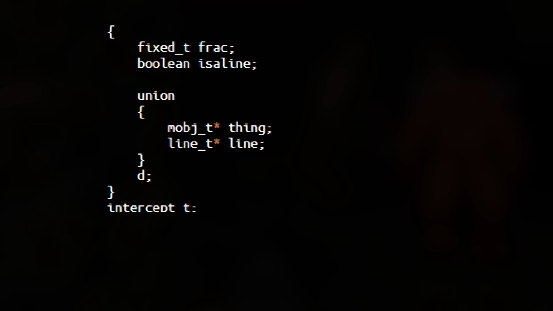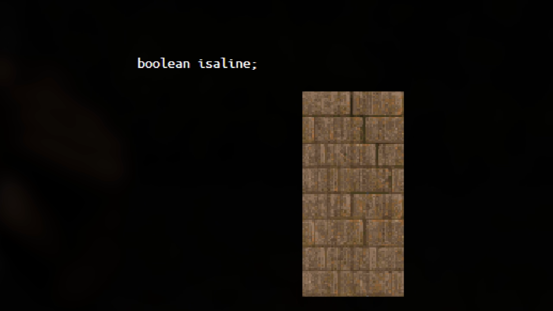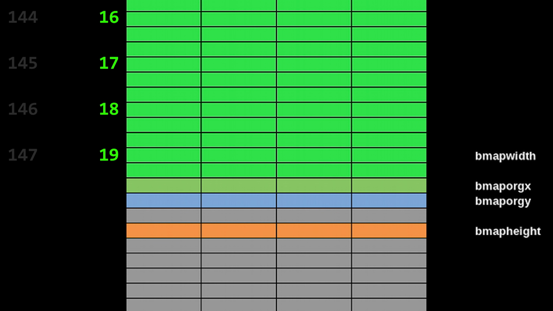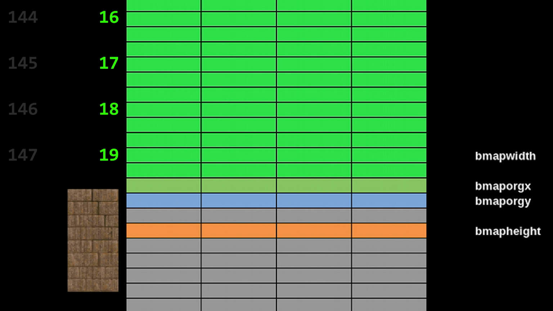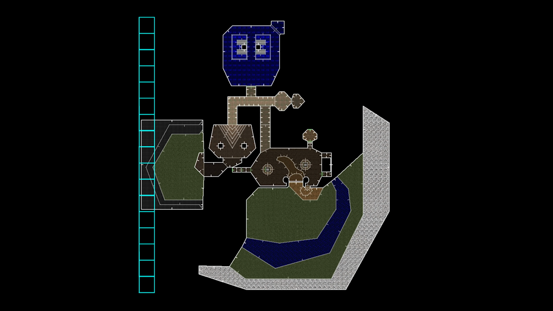Interestingly, the second integer the intercept data holds is a check if it intercepted a line or an object. If the 147th intercept is a wall, then the block map width will corrupt to the value 1. If object, then the width corrupts to 0. By having a width of 1, you'll still have a working block map, but only the most western blocks will work. Anything outside those blocks will break any collision check.